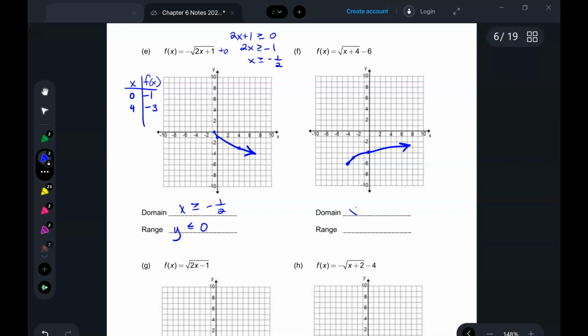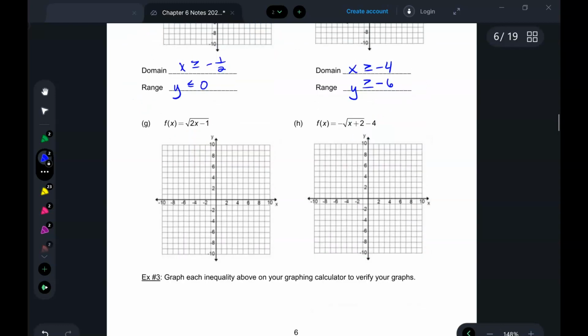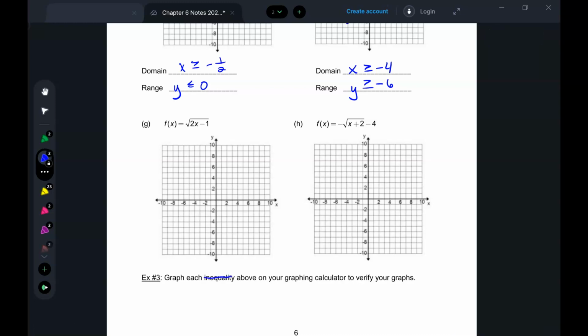Let's see. So this is going to be x is greater than or equal to negative 4, and y is greater than or equal to. Oh, I did not mean to. The honors class does inequalities with these, but we don't really need to do that. You don't need it.